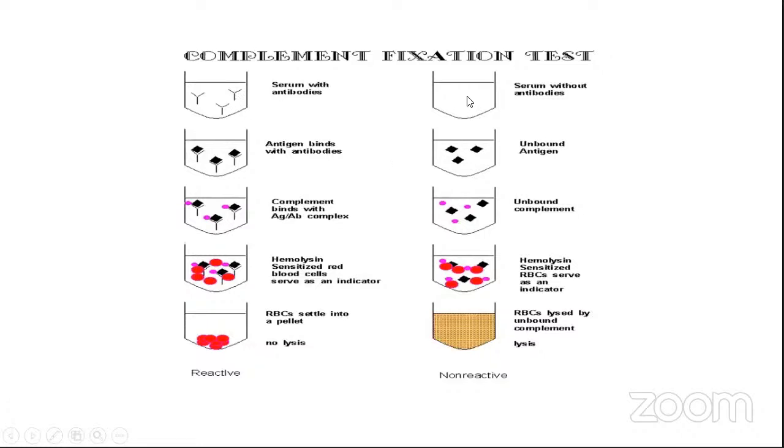The other way, if the antibodies are not present in the serum, you add the antigen, there won't be an antigen antibody complex. And when you add the complement, it will be free in the solution. Now when you add the indicator system, the complement which is free in the solution will attack the RBCs and cause lysis. So lysis of the RBCs indicates the absence of antibodies in the sample, and no lysis indicates the presence of antibodies in the sample. This is the complement fixation test.